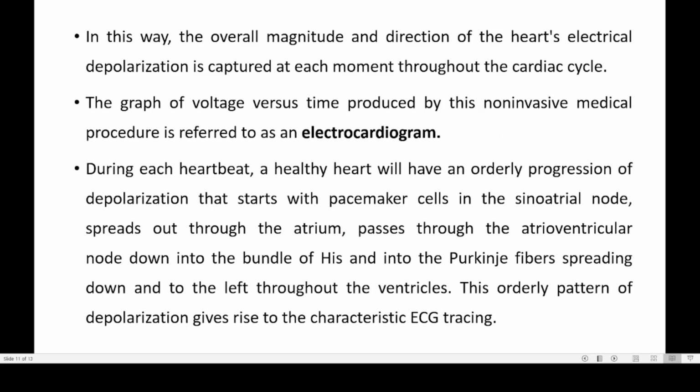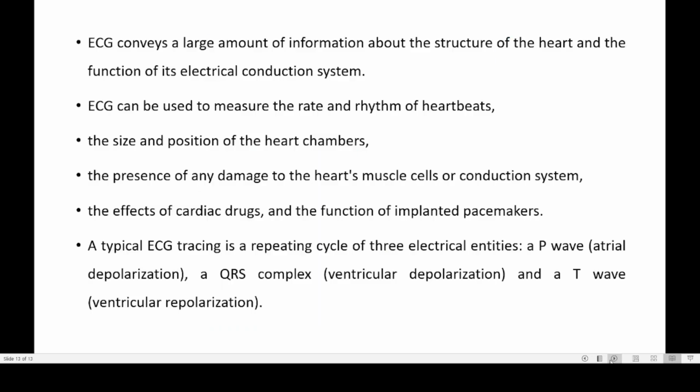So this is how the normal transmission of electrical messages takes place in the heart. This is always taking place in an orderly pattern, and the ECG is measuring this orderly pattern, the normal system, how it is going through the heart.